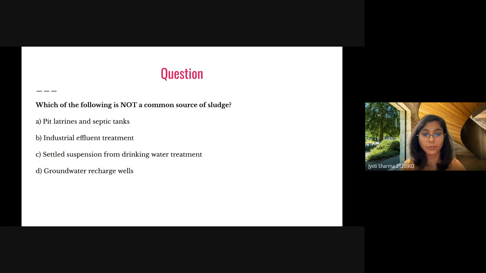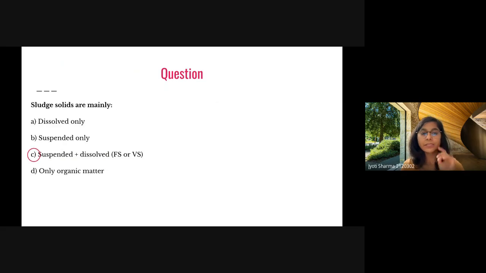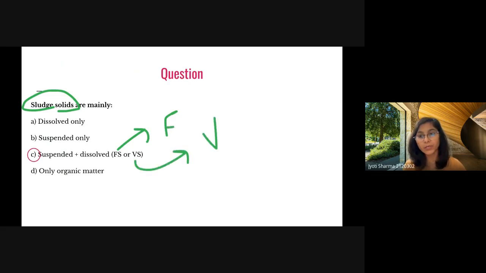Let me show you. Okay, I don't have this one, but just keep in mind that if we are talking about the sludge solid, then we have FS and VS, both. So FS is fixed solid, and this is volatile solid. So we have both types of solid in the sludge solids. So that's how C is the right answer.